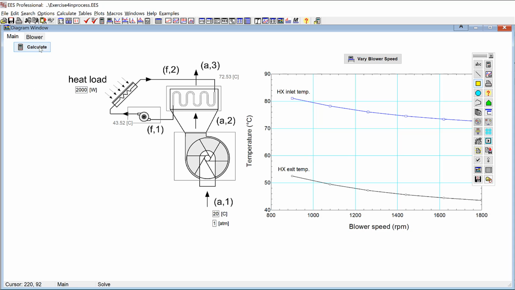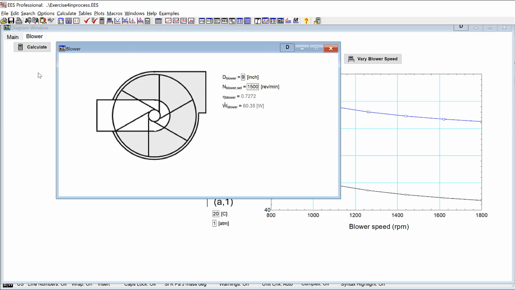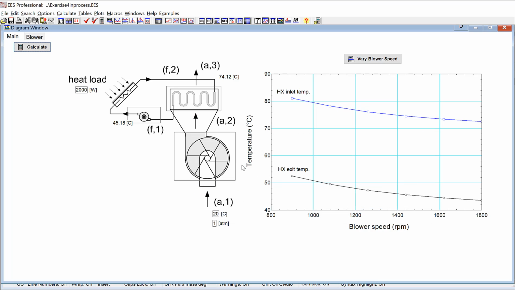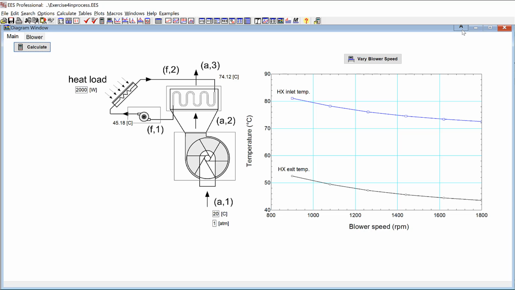And hopefully at this point, if I put it in application mode, which I guess I have to do like that, I just have to do that here, and calculate, yeah, we should see that it calculates. And if I click on the blower, here's the information about the blower. Okay, back to application mode.